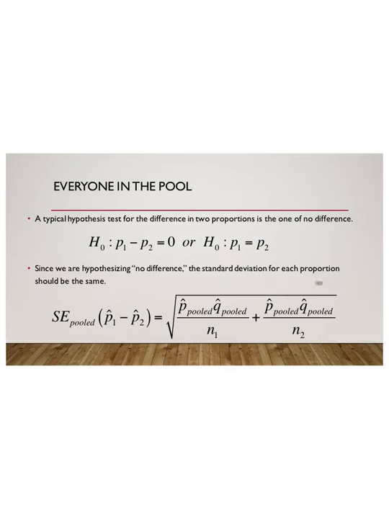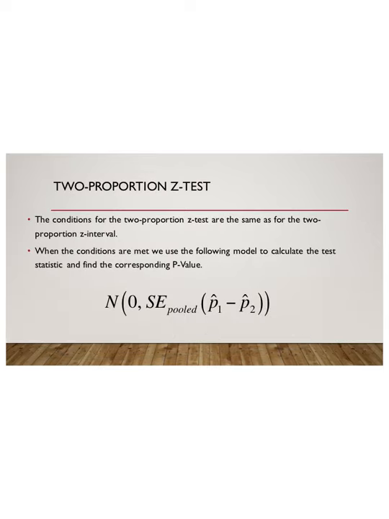And look, we also have our standard error. You're going to take your p hat pooled, q hat pooled divided by the first sample number, and p hat pooled, q hat pooled divided by the second sample, and then square root. The conditions for the two proportions z-test are the same as for the two proportions z-interval. When the conditions are met, we use the following model to calculate the test statistic and the corresponding p-value. Notice the 0 is the mean, that's going to be your null, and your standard error.